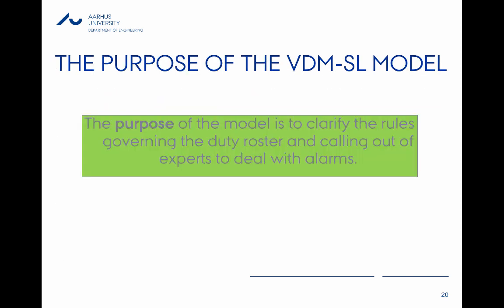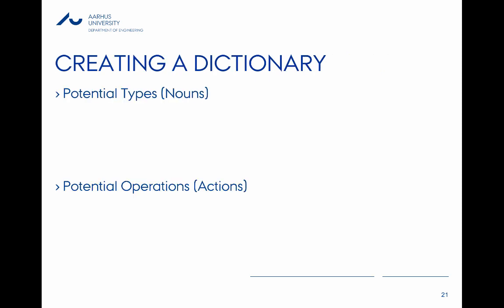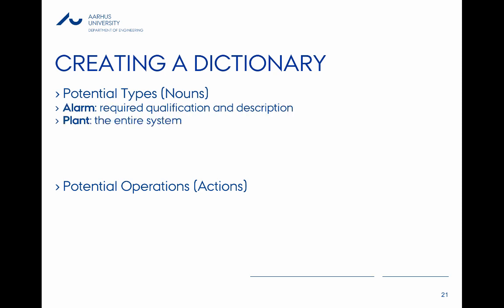So I'll move on and say the purpose of the VDM SL model is essentially trying to clarify the rules that govern the duty roster and the calling out of experts to deal with the alarm. So I'll use this to determine what I can abstract away in my analysis and what I need to include. If I try to create a dictionary, the potential nouns that I found here are an alarm, required qualification, description. We have a plant, which is the entire system.